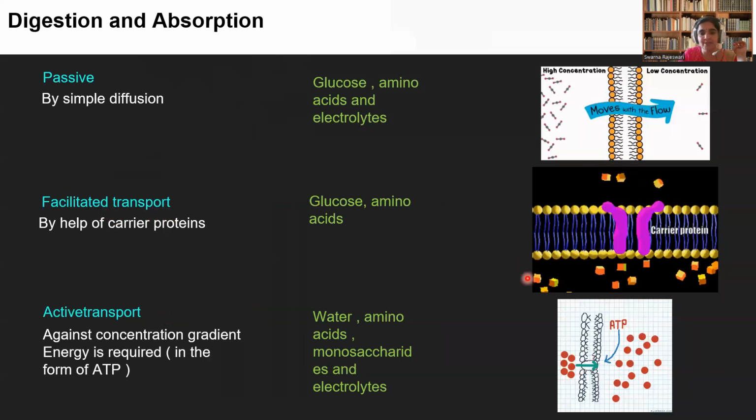Now coming to active transport, here the food particles flow from the alimentary canal into the bloodstream against a concentration gradient, meaning with the help of ATP, the food particles move from the low concentration gradient to the high concentration gradient. We call it active transport. Here, water, amino acids, monosaccharides, and some electrolytes follow active transport. So when we see absorption, there are three mechanisms: passive absorption by simple diffusion, facilitated transport with the help of carrier proteins, and active transport with the help of ATP against the concentration gradient.